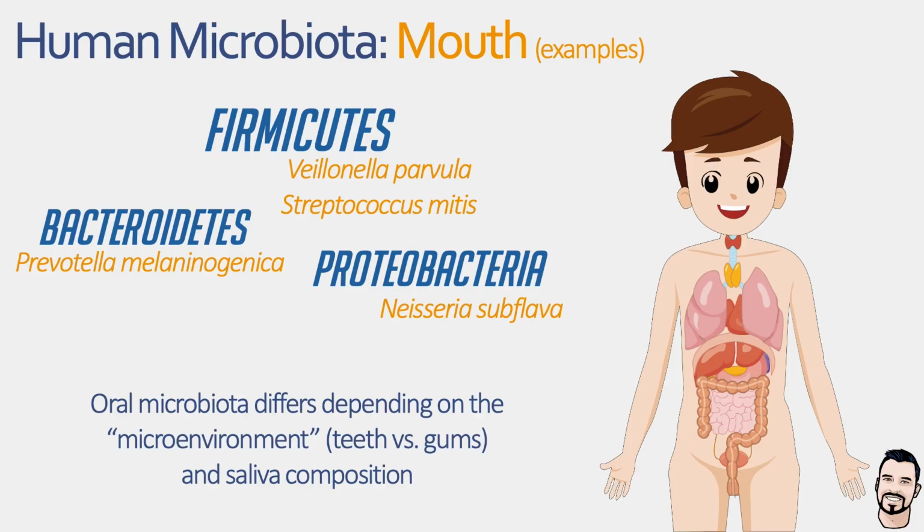And finally, we have Neisseria subflava, which readily consumes oxygen, helping to create anoxic microenvironments that allow select anaerobic populations to grow. So even within a single site like the mouth, there's a complex and finely balanced ecosystem of microorganisms, each performing different but complementary roles.